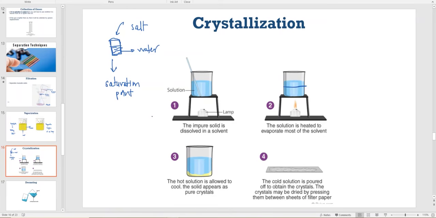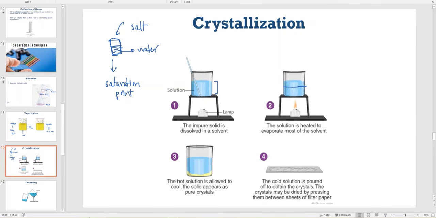Okay, so the first step of crystallization is that you dissolve the impure solid in a solvent such that a saturated solution is made. After that, you heat the solution to evaporate most of the solvent. Since the solvent reduces in volume, and the solute was already saturated in this much volume, when the volume of the solvent is reduced by evaporation, the solute does not have room to accommodate itself inside the solvent.